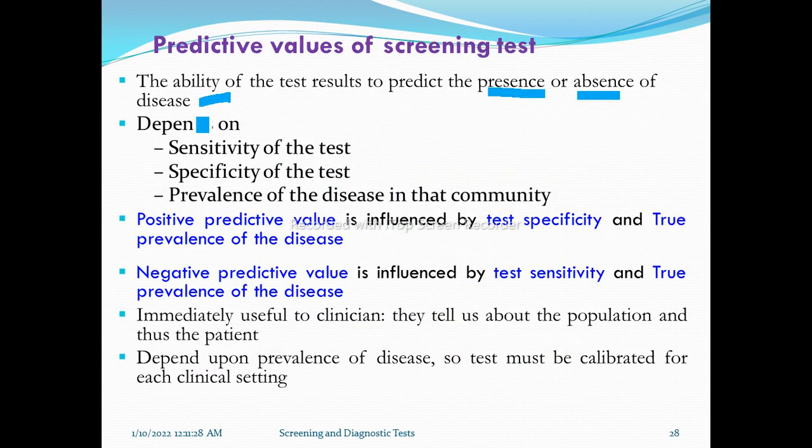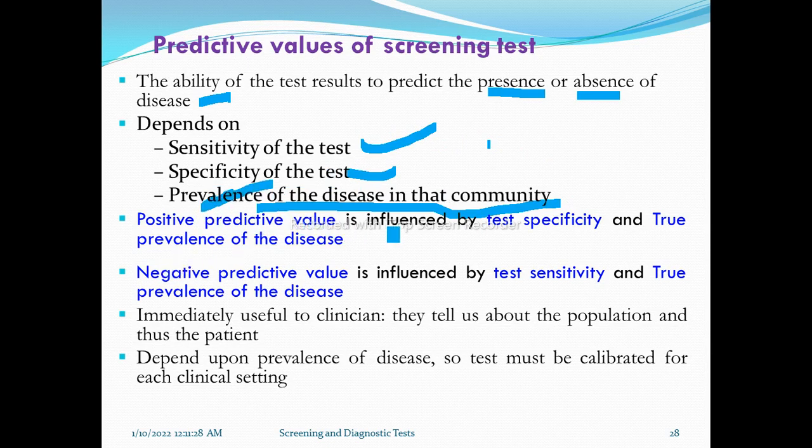So predictive value depends on, one, sensitivity, two, specificity, and the other is the true prevalence of disease in that community. Please don't forget that predictive value depends on validity and prevalence, whereas validity is not dependent on prevalence.